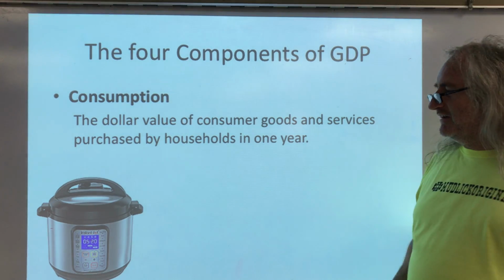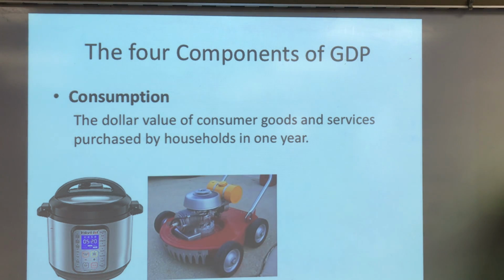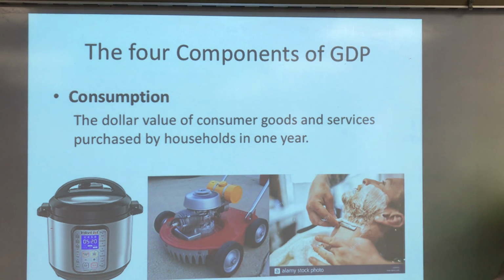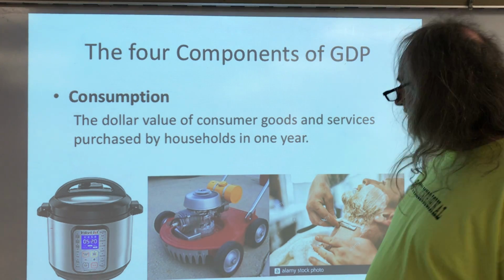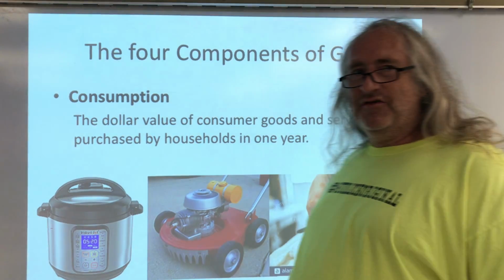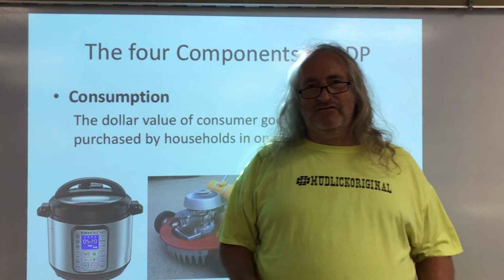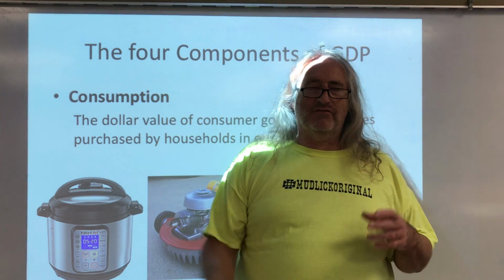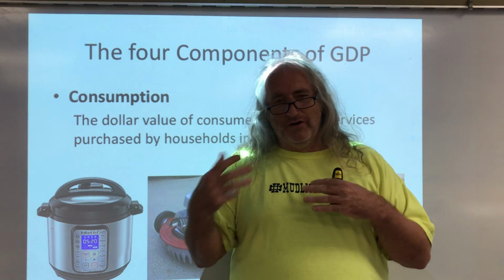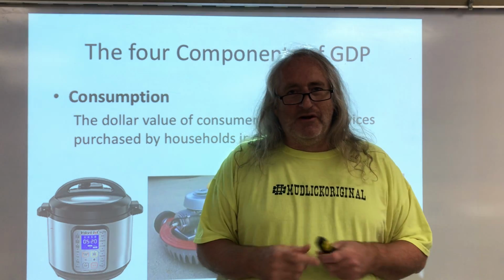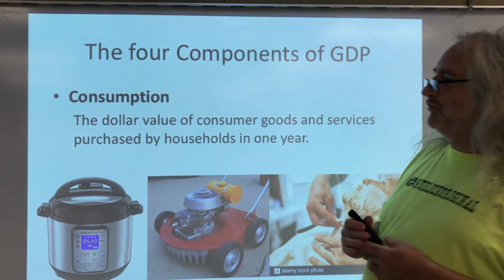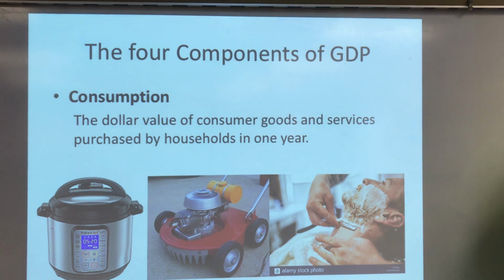So when you buy things like an Instapot, or you buy lawnmowers, or you buy services of someone giving you a nice shave, which you can't really do anymore, this is consumption. And really a basic way to think about it is, remember, let's go back to the idea of the circular flow of income and households. We are households. What do we spend our money on? And it's this kind of stuff. When we consume, we buy stuff.